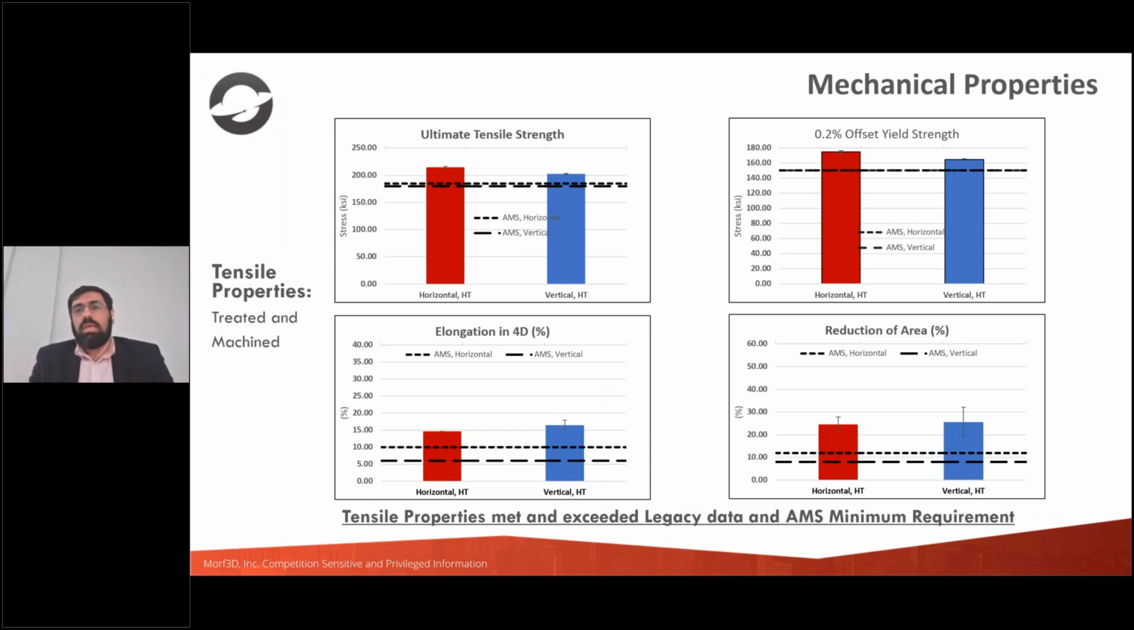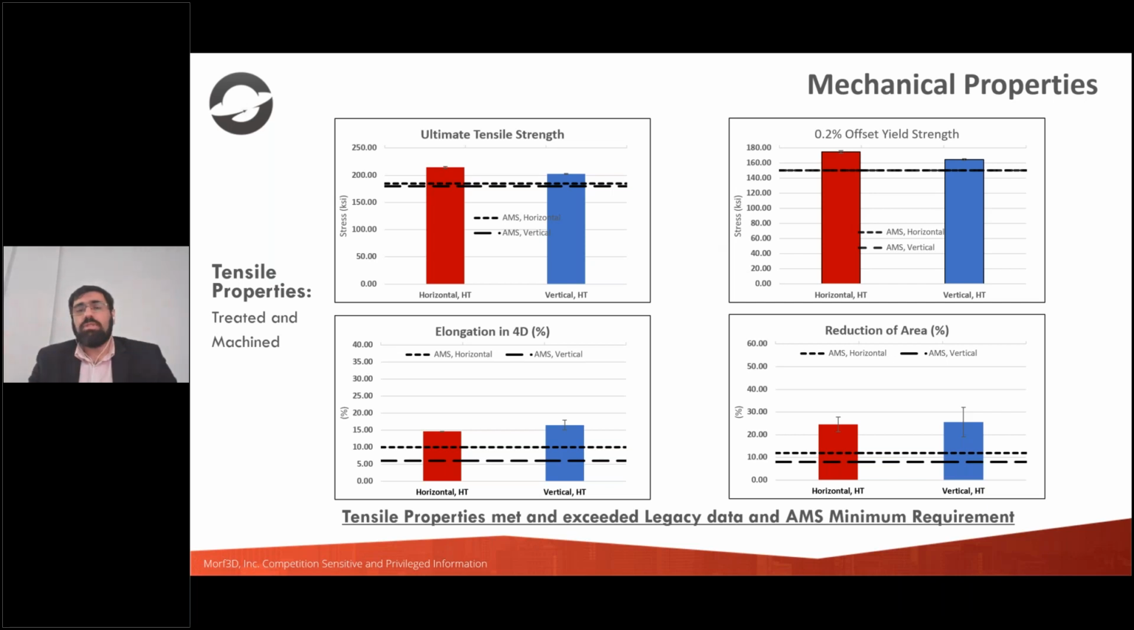So this is interesting here, mechanical properties, and we're only showing here, for the sake of time, the tensile properties of heat treated and machined. As you can see, the UTS, yield, elongation and reduction of area very well surpassed the minimum requirements of the standard, and also our legacy data. We haven't put the legacy data line here, but all of them basically met and exceeded the legacy data that we had with respect to the mechanical properties.